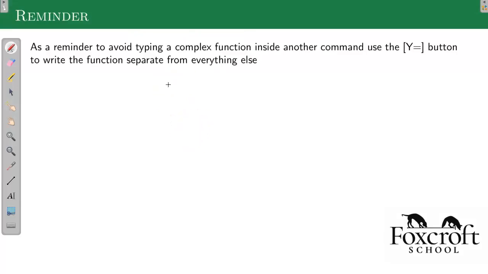All right, so if you have a complex function, remember you don't have to type it inside of your integral. You can type it separately in the y equals part, make sure it looks right, and then just use that y1 variable to get it.